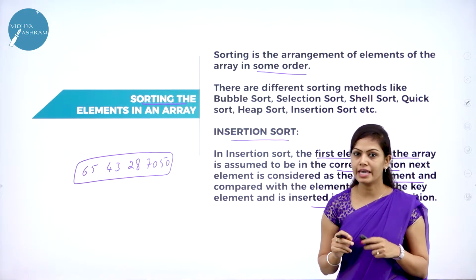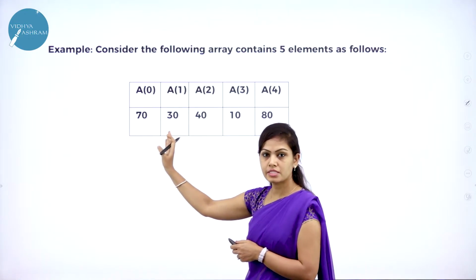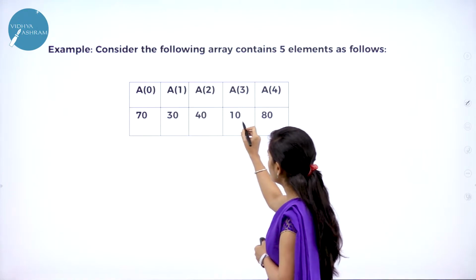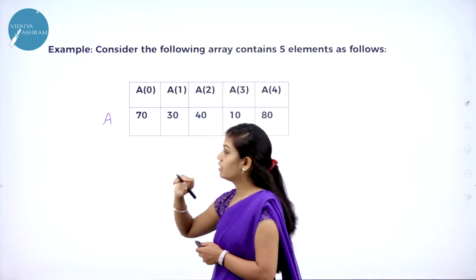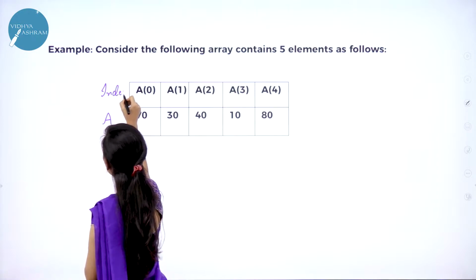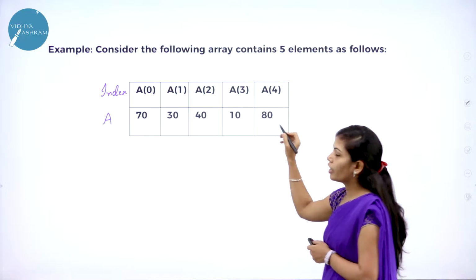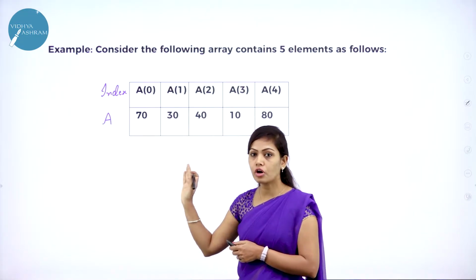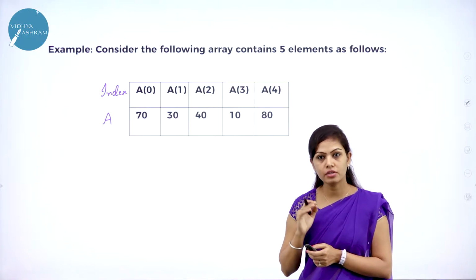I will explain with an example. Here we have a list of 5 elements, which is not in a sorted order: 70, 30, 40, 10 and 80. A is the name of the array, and the index values start from 0 to n minus 1, that is A of 0, A of 1, A of 2, A of 3 and A of 4. We have to arrange it in a sorted order.